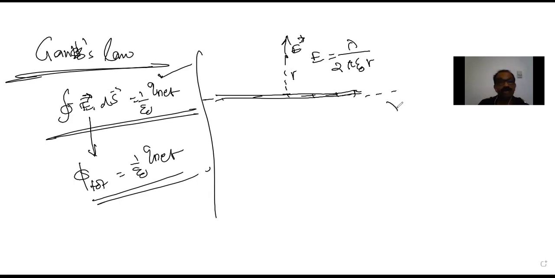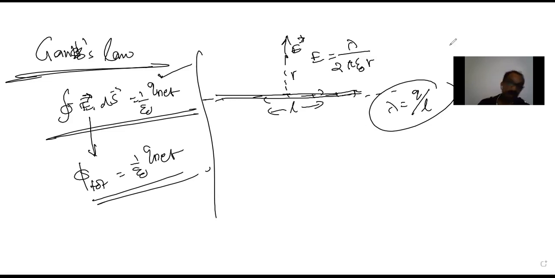What is lambda here? Lambda is nothing but the linear charge density. Whatever length you consider, it is charge by length, that charge divided by that length. That is the linear charge density of the wire, that's what you measure as far as a long charged wire is concerned. So this is one equation which we are getting from Gauss's law.